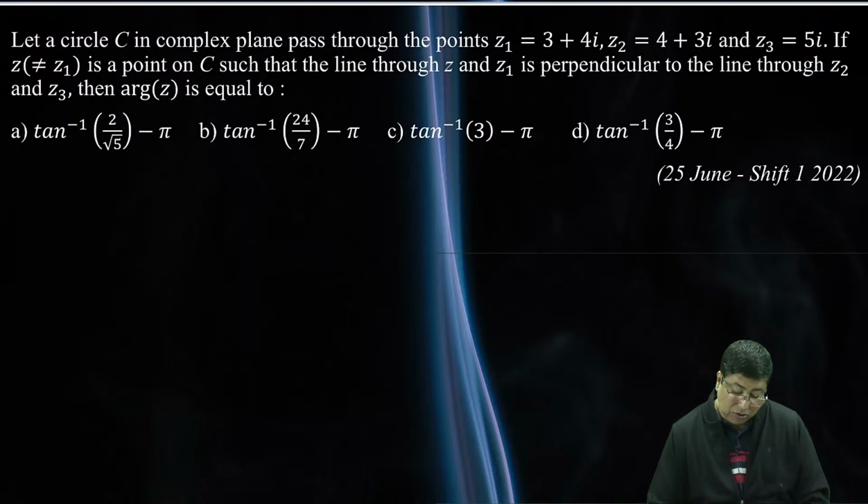So, in this case we are seeing 3, 4, 5. It means Z1, Z2, Z3 are the points on the circle x square plus y square equal to 25. In this way we have to practice. Therefore, we can write in this way.